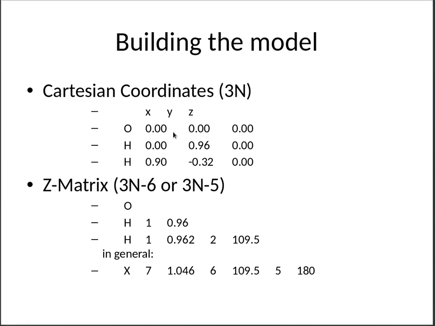However, we can represent molecules in a slightly different way, which uses fewer coordinates, as a Z matrix. We start off with an atom, then atom and bond, atom, bond and angle, and finally atom, bond, angle, dihedral to build up a molecule. So in terms of molecular modeling, we've spoken of defining the problem and building the model. This is the build model part, and we'll move on next to doing the calculations.